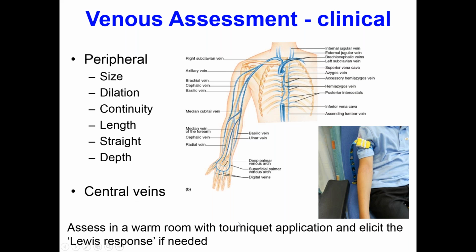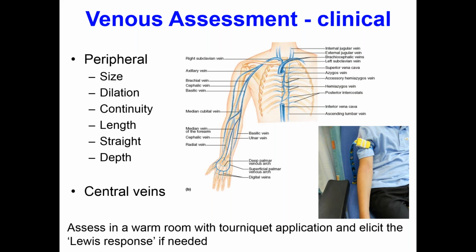The assessment is done with the patient in a warm room. It's important; you don't want peripheral vasoconstriction. You then check by applying a tourniquet to make the veins as prominent as possible, and then elicit the Lewis response, which is basically rubbing the skin overlying the veins to increase the temperature, and then you see the veins popping up more prominently.